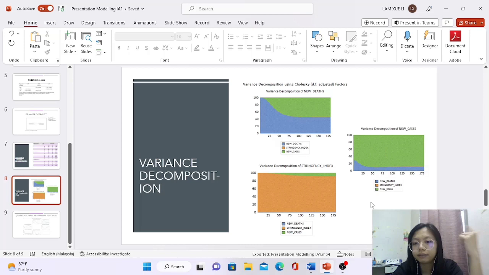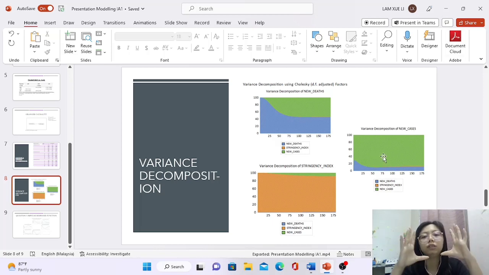So now we look at new cases. New cases is green color, and the death is blue color. We can see the impact dropped, but most of the time new cases explain itself. Okay, now we look at the stringency index. The stringency index is in orange color, and the green one is new cases. The impact of new cases towards the stringency index actually increased, but the main impact is the variable itself towards itself. But we can conclude that the most exogenous variable is STI, the stringency index, while the most endogenous is new death.